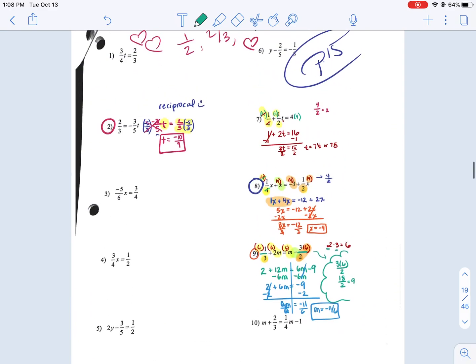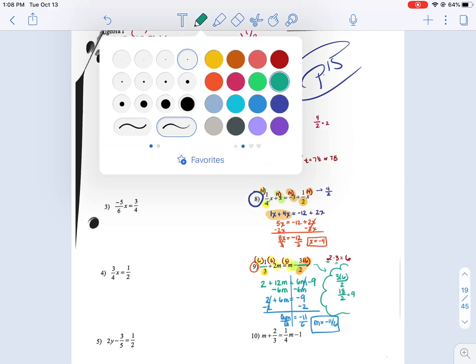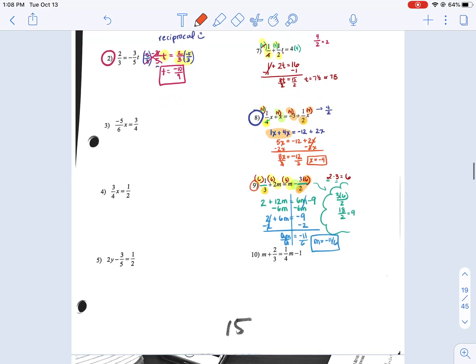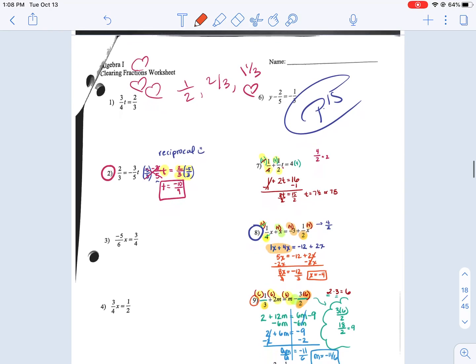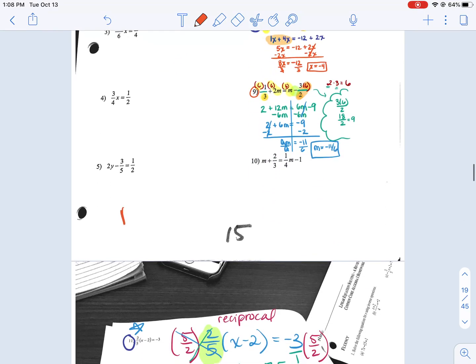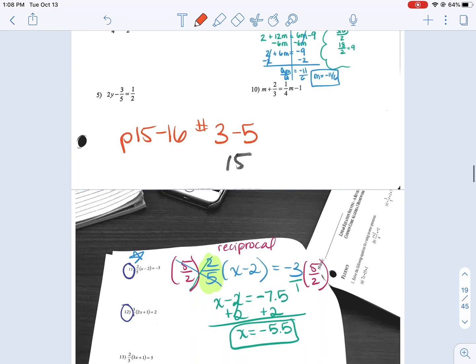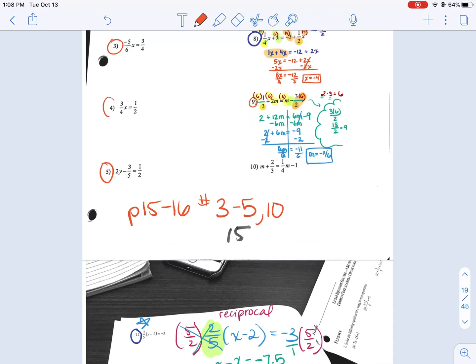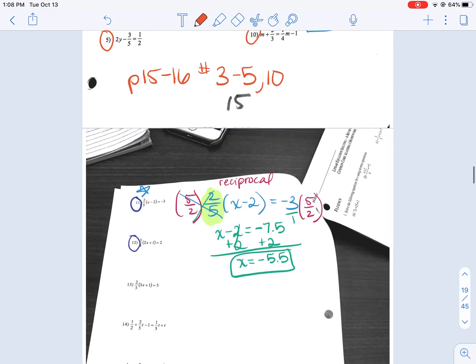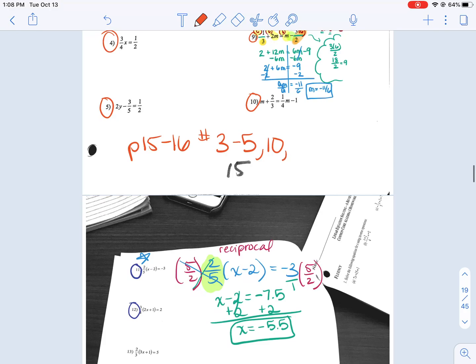Okay, so I'm going to circle a few for you guys to do for homework tonight. Please take a picture for us so we can check your work, see how it's going. So it's going to be page 15 and 16. If you could do numbers 3 to 5, number 10, so I'll circle them too so you guys can see, 3, 4, 5, 10, and then number 12 and 13, since we didn't get to 12. Okay, so not too many.